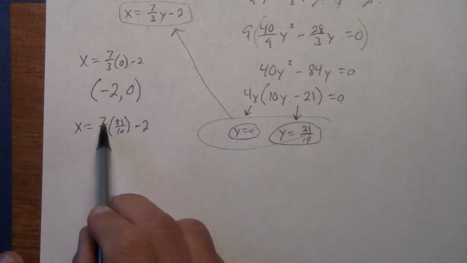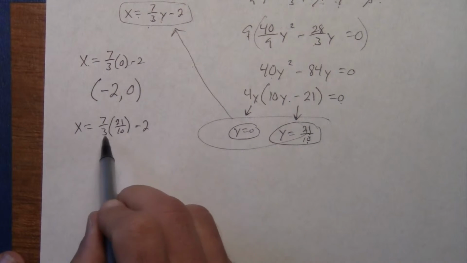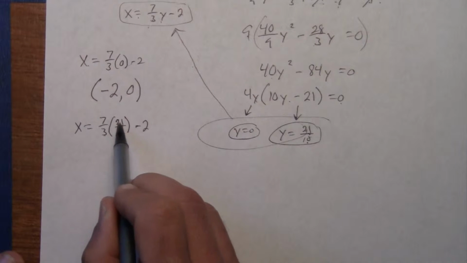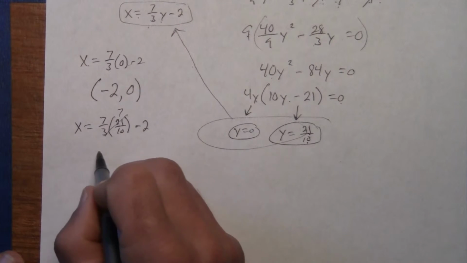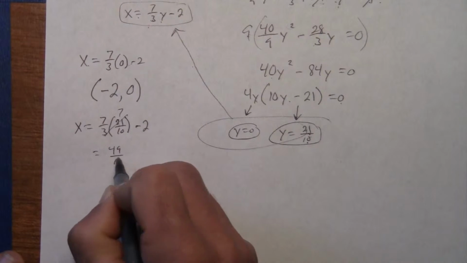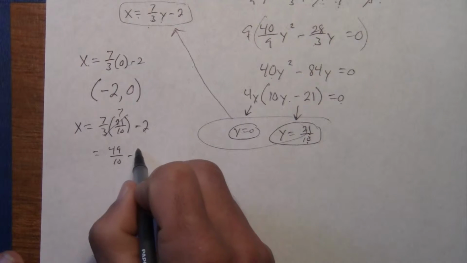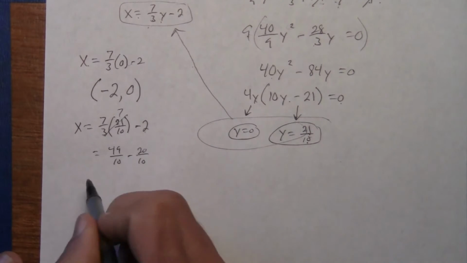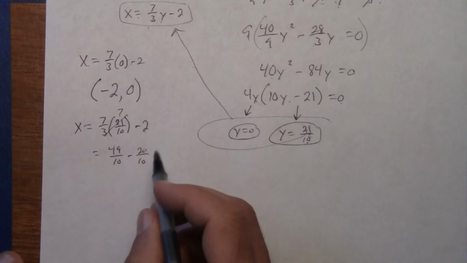And then before you get carried away multiplying these things out, see if you can simplify. For example, I can see that 3 goes into 21 7 times. So I know this is really 49/10. Again, if you can simplify, do that. I'm going to change that to 20/10. So I have my common denominator. And it looks like I'm going to get 29 tenths.